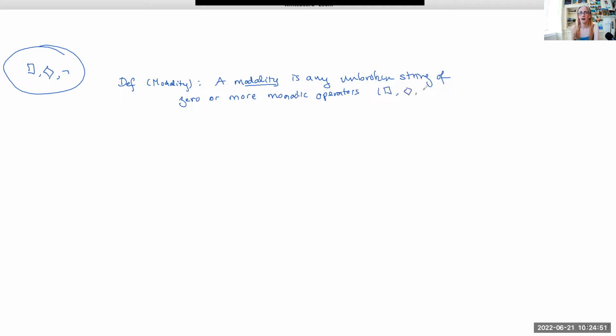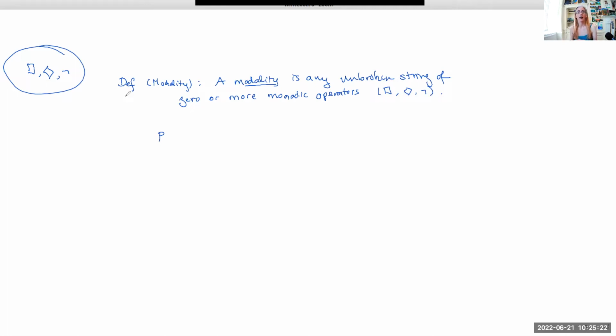So necessity, possibility, and negation. Now, the important thing here is that we have to admit the zero case, because we don't have an operator that signifies truth. Truth is like the foundation of everything that we are doing. So we want to be able to say that something like P has a modality, its mode is true, but we don't have any symbol that identifies this.